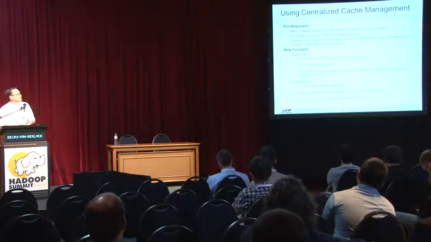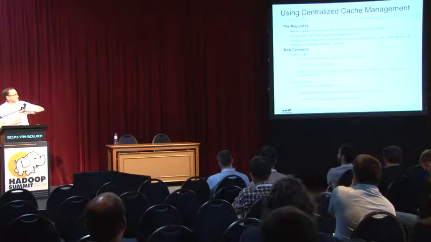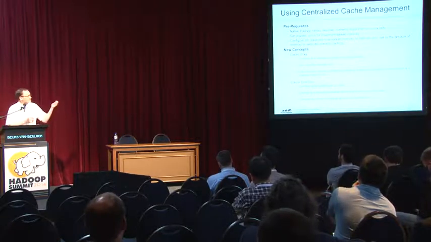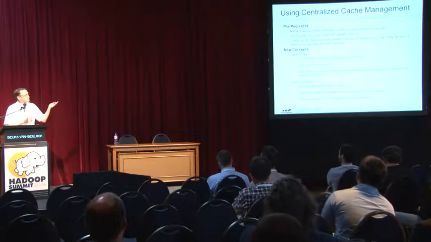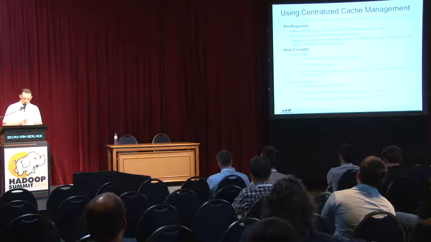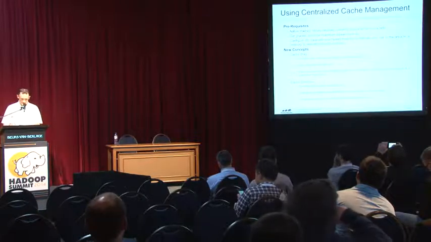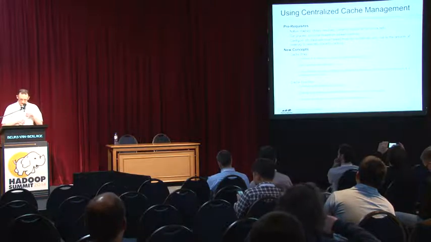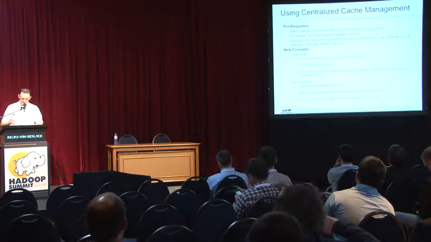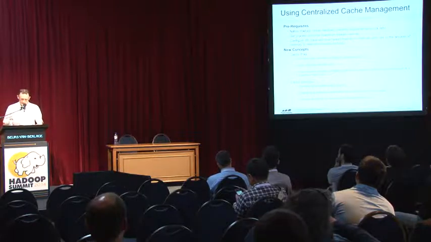There are a few new concepts to understand, and I put this slide together and then I realized it's actually more intuitive to explain them in the opposite order. So I'll start with the cache directive. A cache directive specifies a file system path to cache. Specifying a directory caches all the files in that directory. It's not a recursive operation, but it will go one level deep.